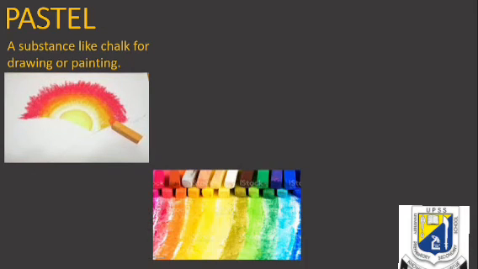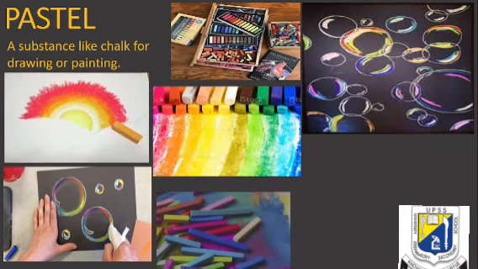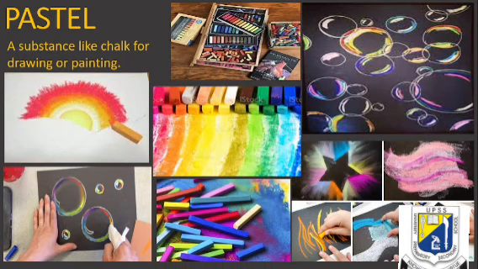And the next one is pastel. What is pastel? Pastel is a chalk-like color that is not permanent. Pastel is used for creating or painting or drawing landscape drawings, portraitures, designs, but they are not permanent. They can easily wear off or be cleaned off. So what is pastel? Pastel is a substance like chalk for drawing or painting.